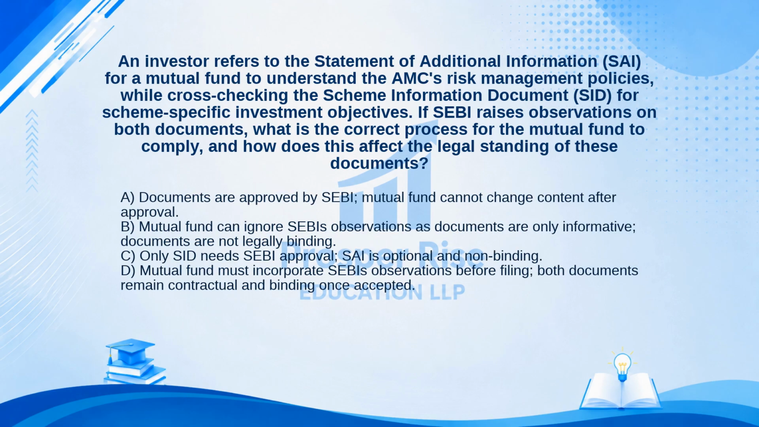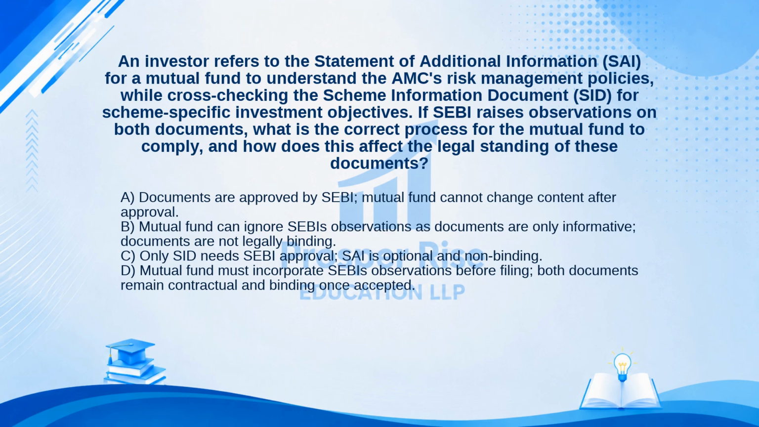Here are your options. A. Documents are approved by SEBI. Mutual fund cannot change content after approval. B. Mutual fund can ignore SEBI's observations as documents are only informative. Documents are not legally binding. C. Only SID needs SEBI approval. SAI is optional and non-binding. Or D. Mutual fund must incorporate SEBI's observations before filing. Both documents remain contractual and binding once accepted. Take a moment to pause the video and decide.